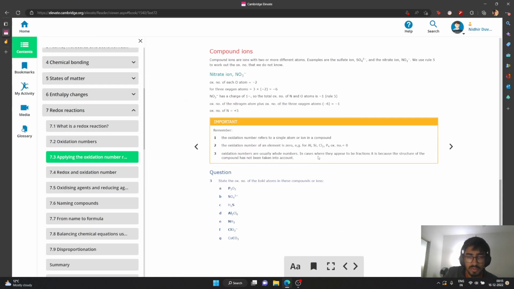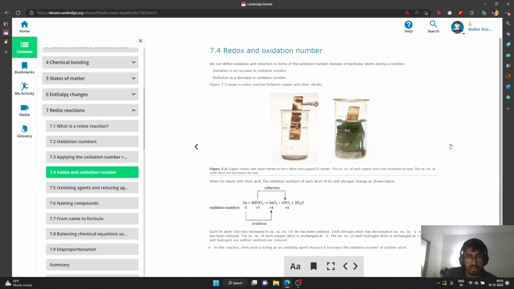Fine, fair enough. If you're following this, try to definitely attempt all of these. They're fairly easy, but you need to know how to do them because as we go around, it will be helpful. Okay, so now that we know how to find oxidation numbers, let's look at a redox reaction.